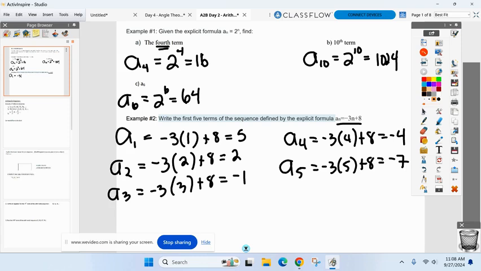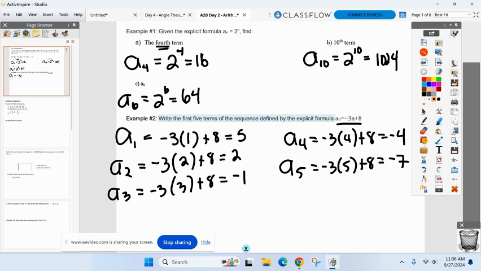So, how can we tell the difference on a quiz? Good question. I'll either say here's a recursive formula, or remember yesterday, recursive always comes in 2 parts. I'll give you the first term and the rule using the previous term. So that's also a way to tell.